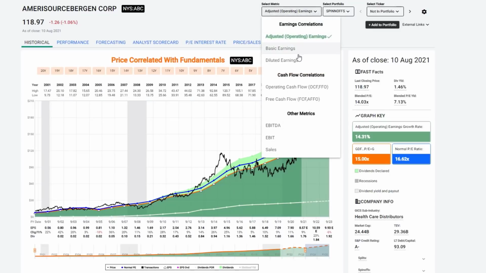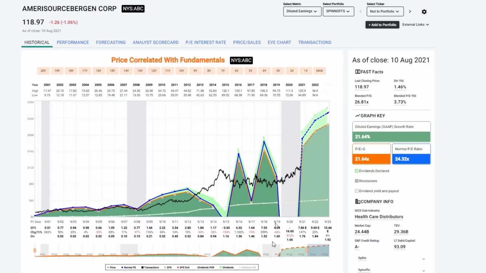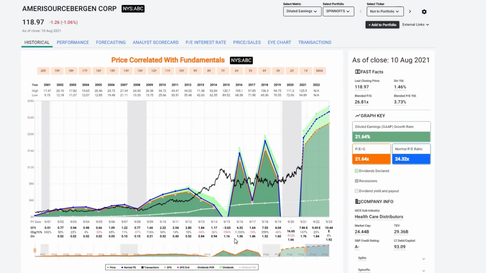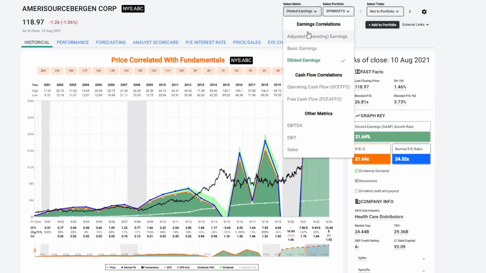But then if I look at diluted earnings or GAAP earnings, you see these huge drops in GAAP earnings, but they had virtually no effect on the business because the business itself is continuing to perform. This is just how GAAP accounted for some of the transactions that the company has entered into. So always be aware of what metrics you're looking at.